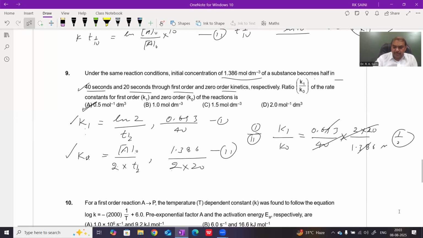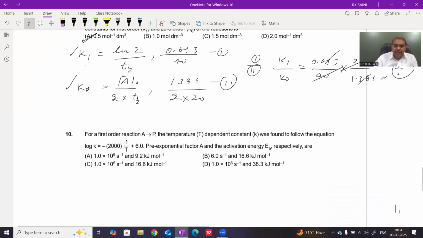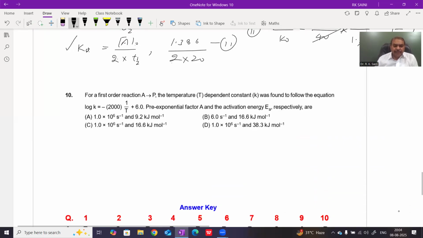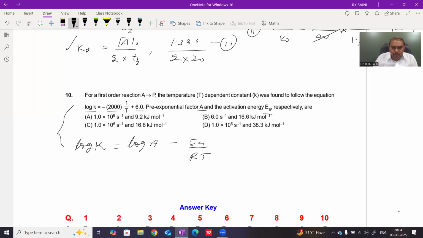Question number 10. It is a question from the Arrhenius equation. We know that the Arrhenius equation is log K equals log A minus Ea upon 2.303 RT. In the given equation, log K equals minus 2000 times 1 upon T plus 6, the pre-exponential factor A, and find the activation energy. Compare the given equation to the Arrhenius equation. Therefore, 6 equals log A, and hence log A equals 6, or we can say the Arrhenius parameter A equals 10 to the power 6.